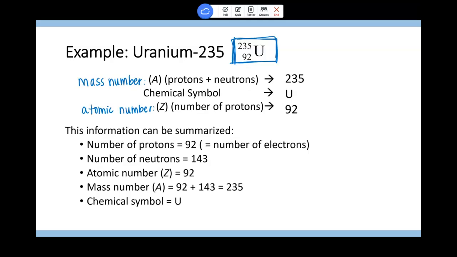If we have a neutral atom, which we assume it's neutral unless a charge is specified, then the number of protons being 92 also tells us that we have 92 electrons. So we know number of protons, we know number of electrons, we know number of neutrons, which is the mass number minus number of protons. So 235 minus 92. We know the atomic number, which is number of protons, which is 92. And then we have the chemical symbol as U.